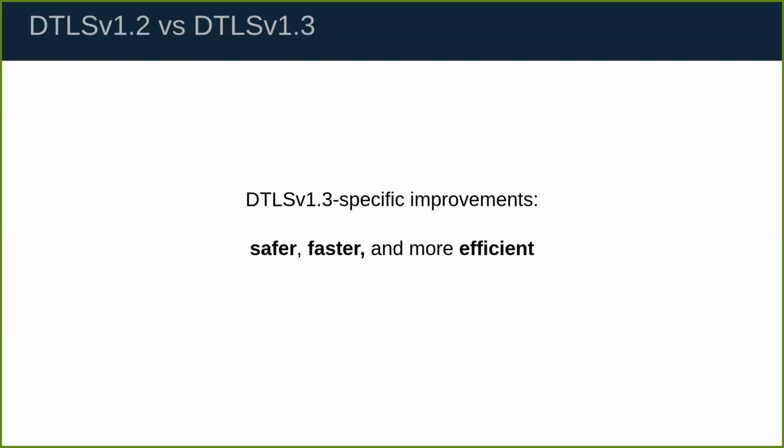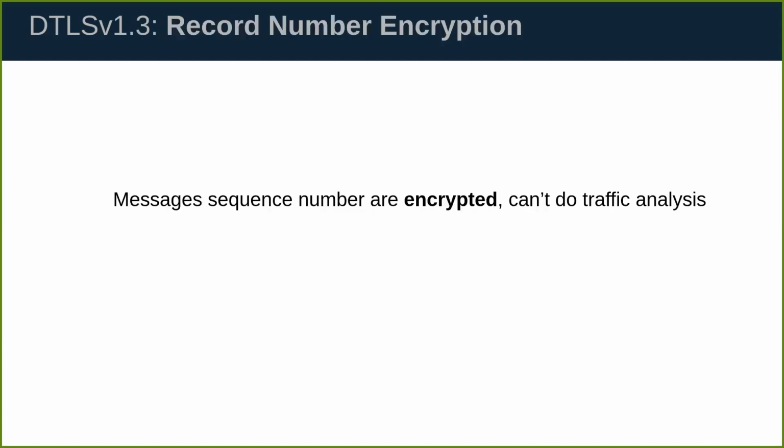So in summary, DTLS 1.3 specific improvements are safer, faster, and more efficient. And let's take a look at some of them right now. Message number encryption: the message sequence numbers are now encrypted, so it's much harder to do traffic analysis. Sequence numbers are no longer transmitted in plain text, making it harder for a third party that is sniffing the communications between peers to follow connections.